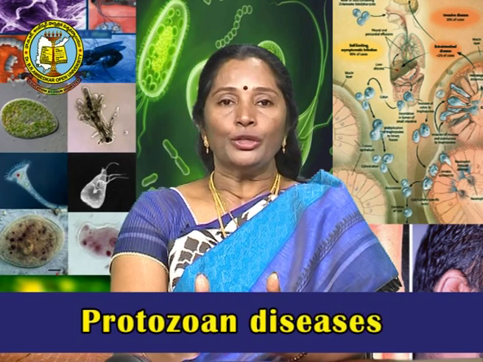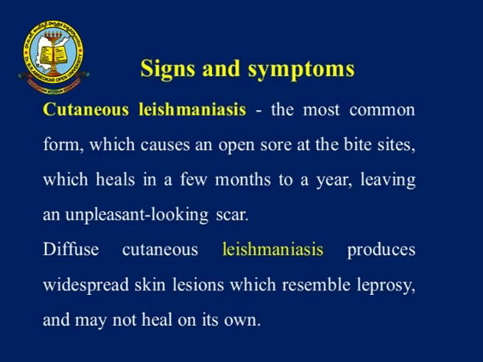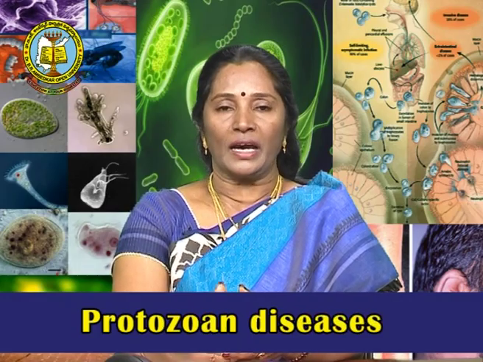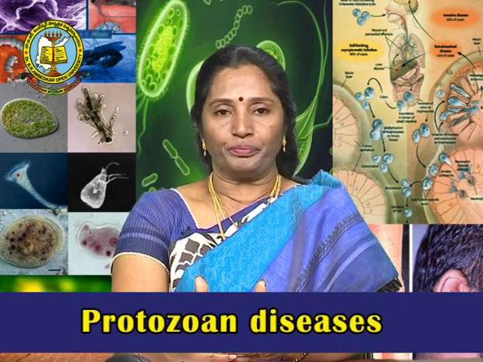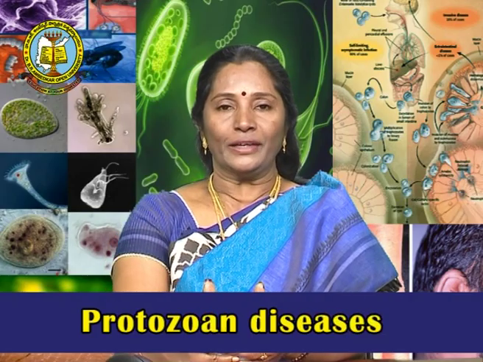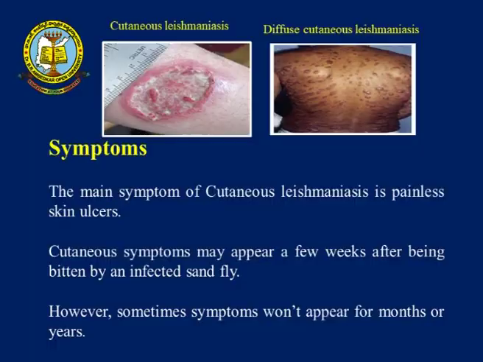Now, cutaneous Leishmaniasis is the most common form, which causes an open sore at the bite site, which heals in a few months to a year, leaving an unpleasant looking scar. You have a very unpleasant, very fleshy looking scar which becomes a sort of stigma. In diffuse cutaneous Leishmaniasis, they produce widespread skin lesions which resemble leprosy and may not heal on their own. They have a very weird look on the skin. So here you can see cutaneous Leishmaniasis in the first picture, where it leaves a very bad sign of a lesion on the skin.